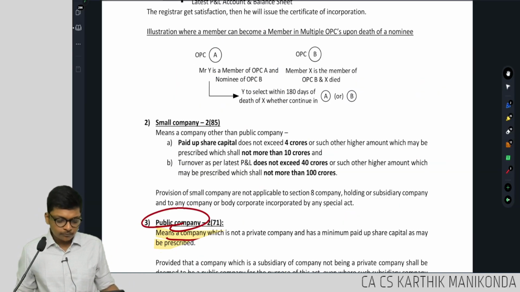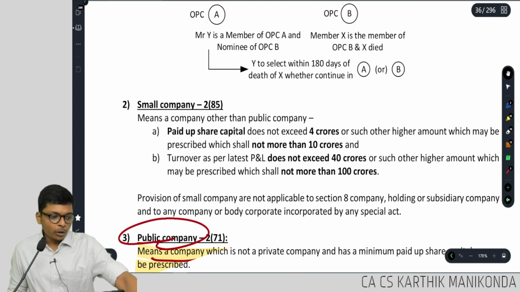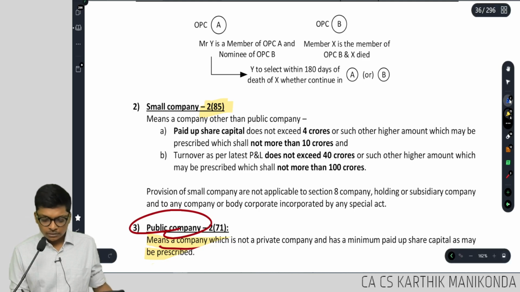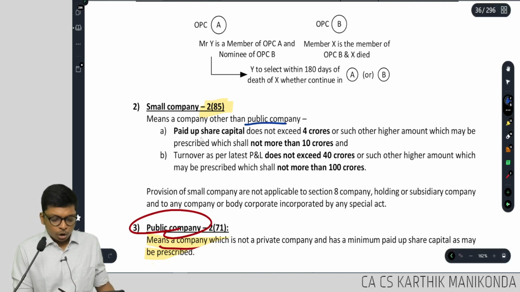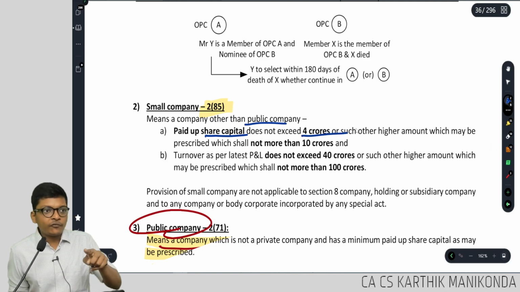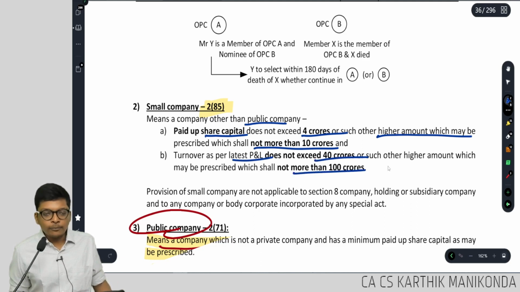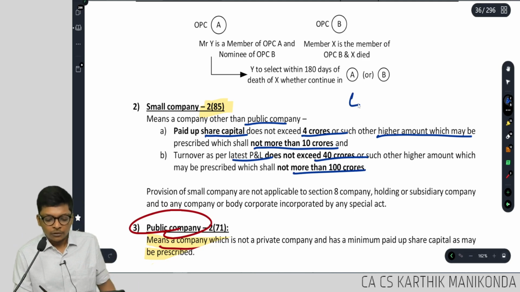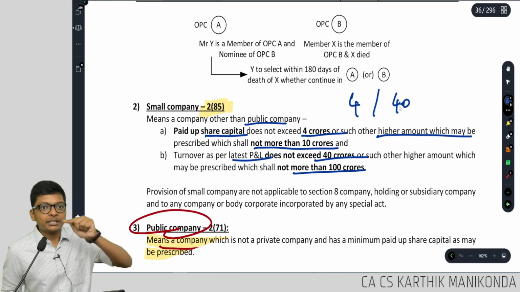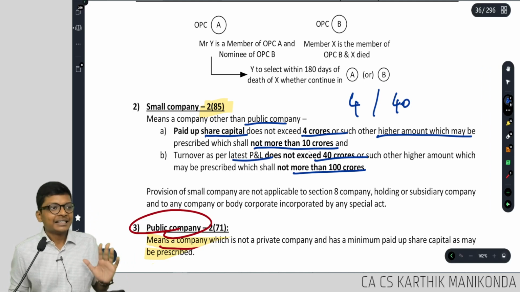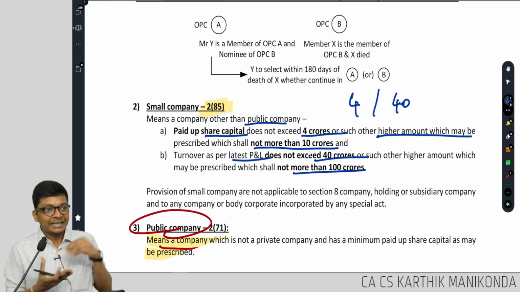So, if you look at the law drafting, small company, section 2 subsection 85, this section we will remember. Section 2(85) says, small company is a company other than a public company whose paid up share capital does not exceed 4 crores or such higher amount which is not more than 10 crores. Turnover as per latest P&L does not exceed 40 crores, or such higher amount which is not more than 100 crores. So for exam, what you should remember is 4 and 40, but you should also write this, 4 can go up to 10, 40 can go up to 100. Are you following, guys? Clear? This is for our new syllabus limits currently as of now.